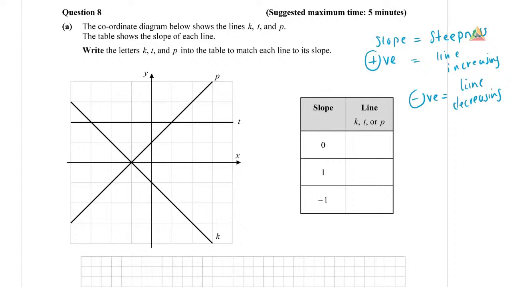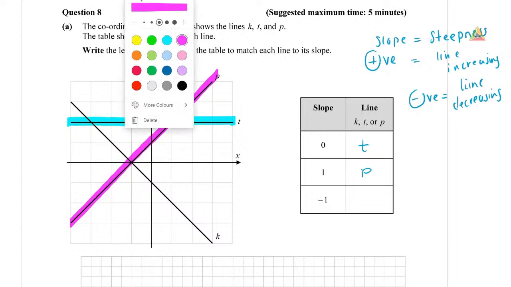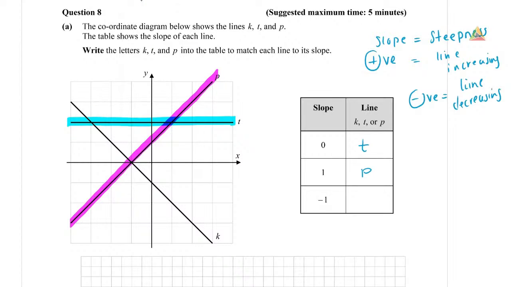So it's kind of obvious that the line T, I'm just going to get my highlighter here, the line T, that's not increasing or decreasing, so therefore it is a slope of 0. So T is going to go in here. Next we're going to look at what might have a slope of 1. So one that's increasing, so that's going to be this one here. That's P, so that's going to be inserted in here because it's increasing. And then for K, the line that's decreasing, minus 1, which line is decreasing in the graph? It's going to be this one here because that's decreasing. So K is going to go in there.